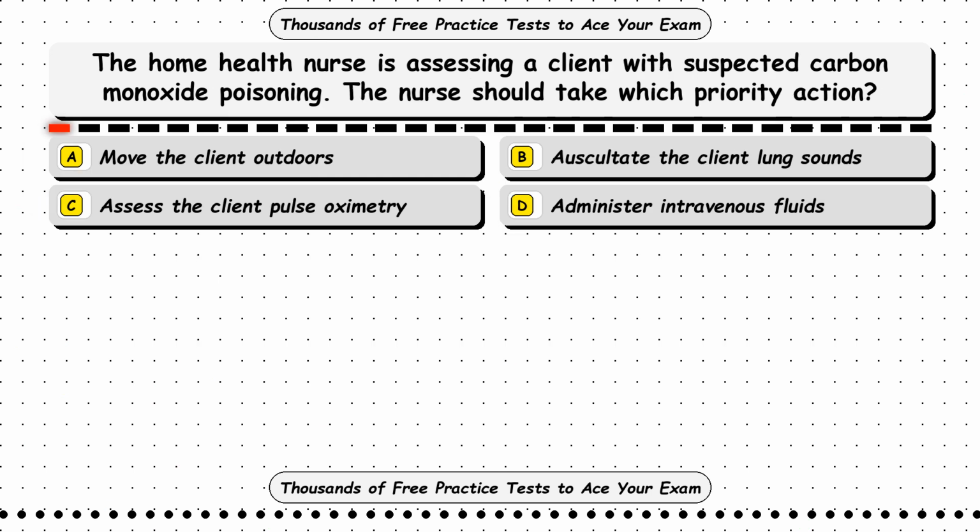Question 11. The home health nurse is assessing a client with suspected carbon monoxide poisoning. The nurse should take which priority action? Option A, move the client outdoors. Option B, auscultate the client lung sounds. Option C, assess the client pulse oximetry. Option D, administer intravenous fluids.